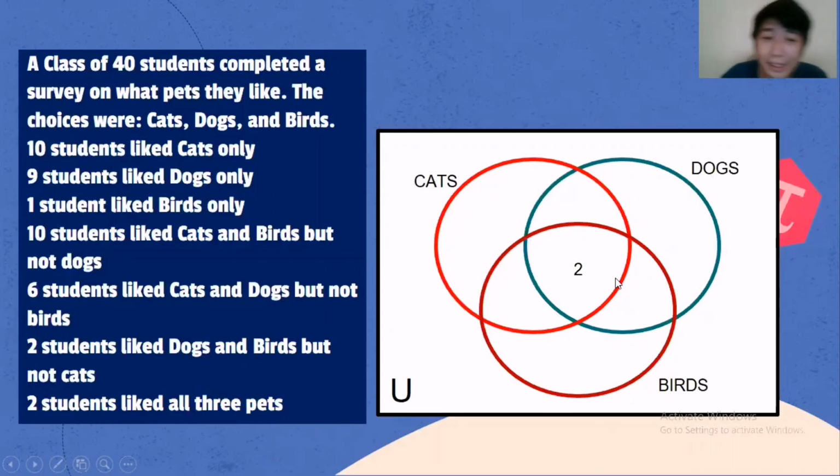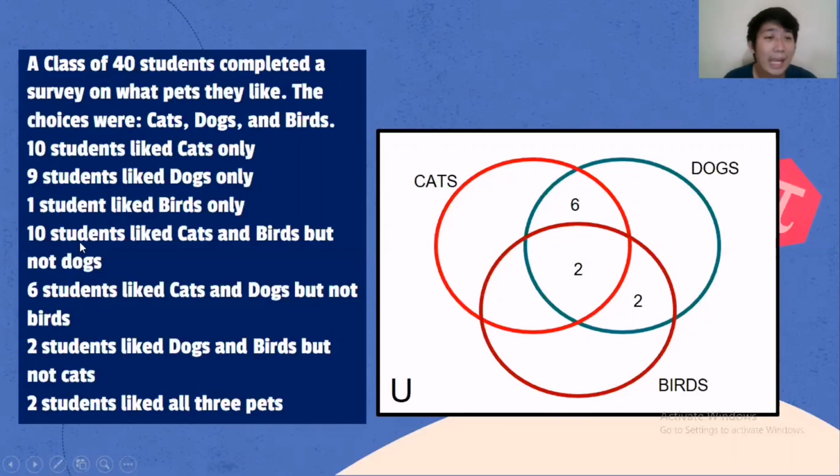Okay? Next. 2 students like dogs and birds but not cats. Dogs and birds but not cat. Ibig sabihin, we will be writing the element or the answer on this part because cats are not included. So 2 students like dogs and birds but not cats. Next, 6 students like cats and dogs but not birds. So cats and dogs but not birds. It means we will be putting the 6 here. 6 students like cats and dogs but not birds.